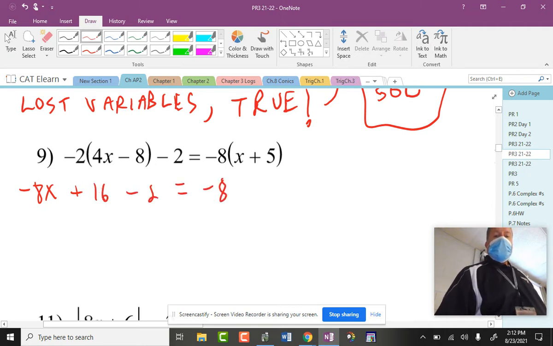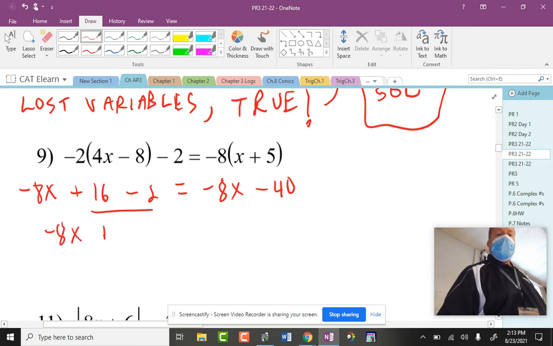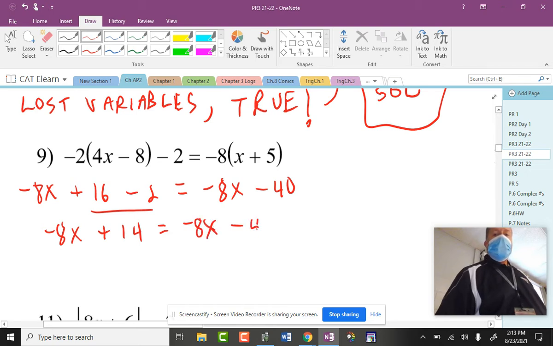Okay, yep, good. And then this is negative 40. And then I'll do this for you. 16 minus 2 is? All right. And then what would you do next? And then what would you do to both sides? And then what happens? We'll stop you right there.